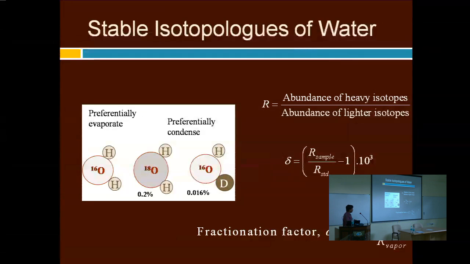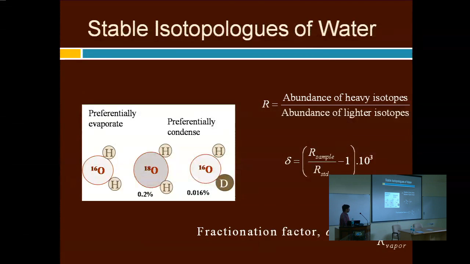This is the delta value. So whenever I talk about delta 18O, it is the concentration of 18O divided by 16O in my sample, divided by that of the standard, minus 1, times 1000. Similarly for delta D also. Delta D means deuterium. Another term I will use here is the fractionation factor, alpha.